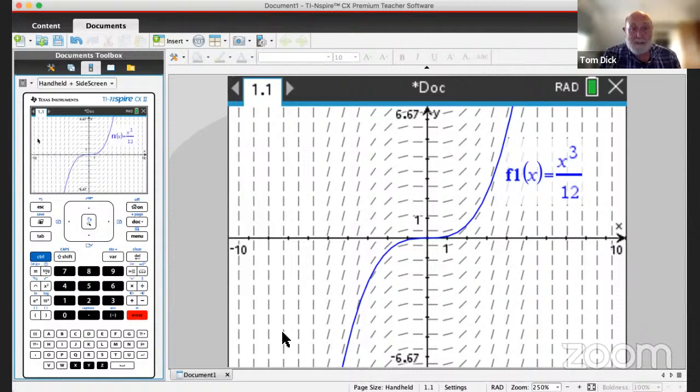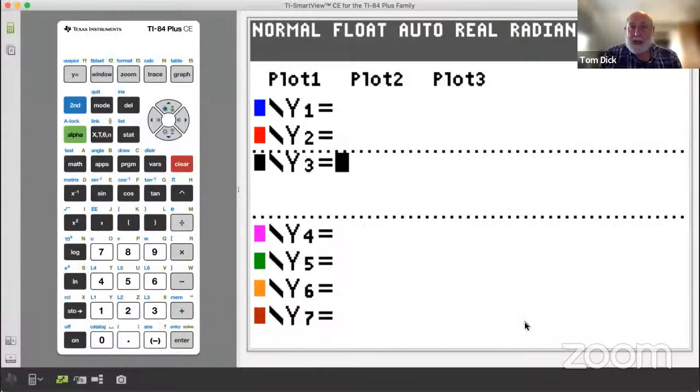So I'm going to do just a quick stop share and then share back again, Steve, if that's okay. Yeah, sure. And switch over to the TI-84. And let's see if I'm able to bring that up. Okay, here we go. There's the TI-84.